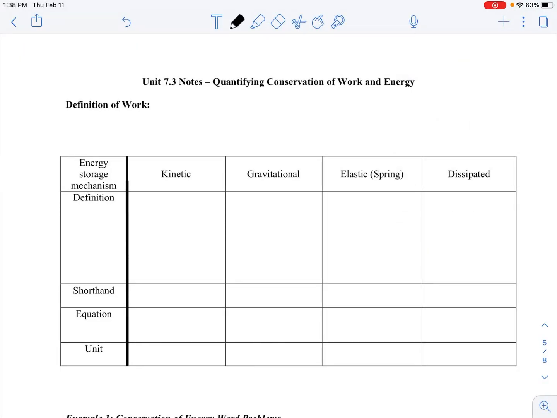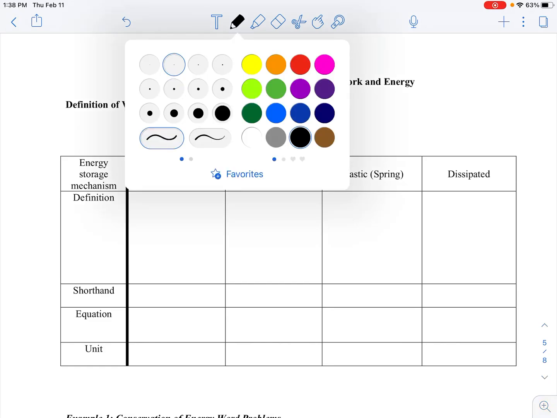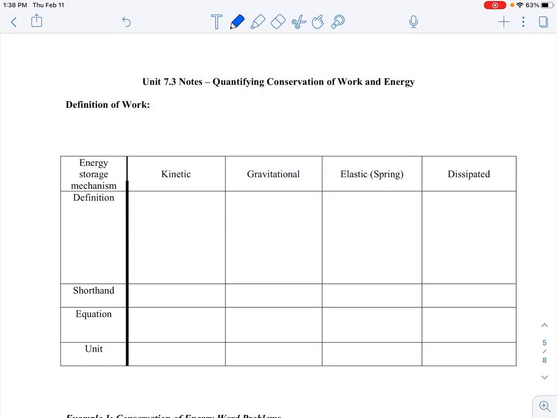In this set of notes, we are going to quantify the conservation of work and energy. Let's go back and look at the definition of work. The definition of work in the scientific sense is force times distance. Now, there is a caveat to that.